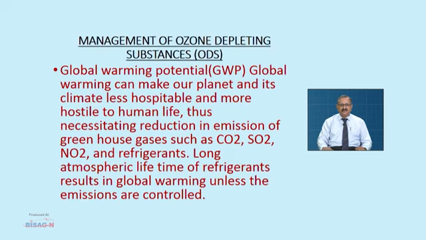Now let us see what is ODS, ozone depleting substances. How to manage ODS. Global warming potential, GWP. Global warming can make our planet and its climate less hospitable and more hostile to human life, thus necessitating reduction in emission of greenhouse gases such as CO2, SO2, NO2 and refrigerants. The long atmospheric lifetime of refrigerants results in global warming unless emissions are controlled.